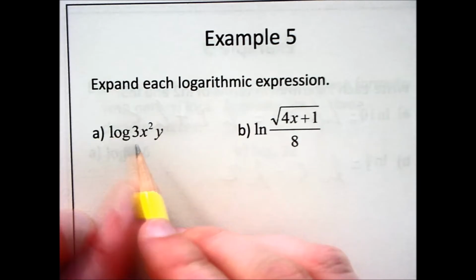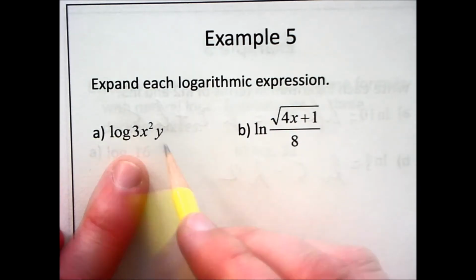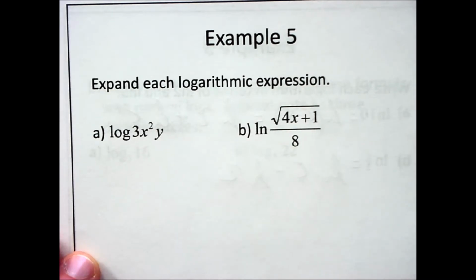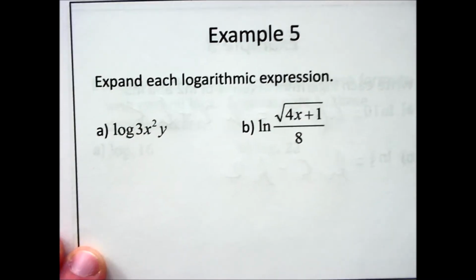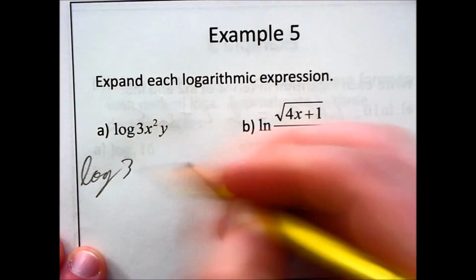So through expansion, I'm going to split this out. I have log of 3x squared y. How many logs am I actually going to have when I simplify these all out? 3 of them. I'm going to have, what's the first log? Then what?